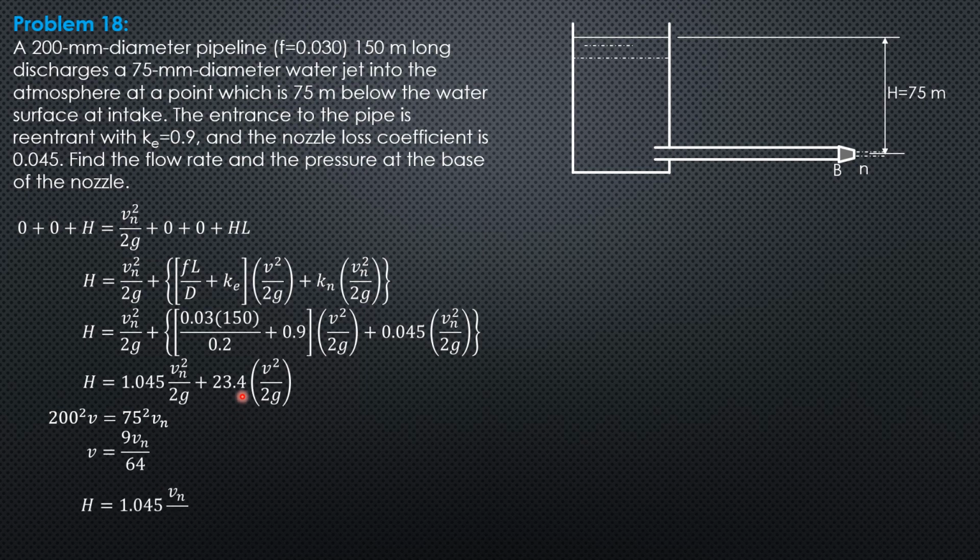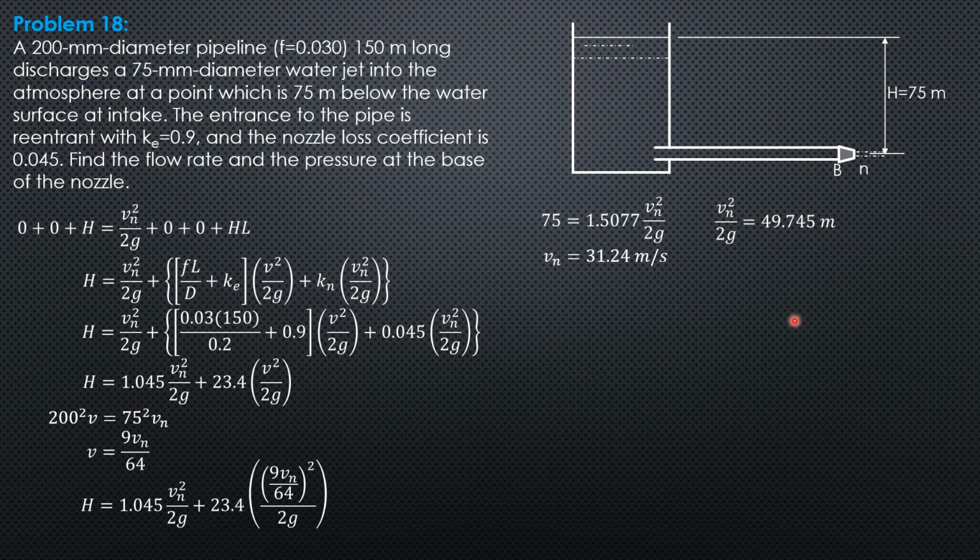Substitute here. So H is 1.045 of the velocity head of the nozzle plus 23.4 times 9 over 64 quantity square of Vn square over 2G. So expressing H in terms of the velocity head of the nozzle jet, 75 equals 1.5077 of the velocity head of the nozzle jet. So the velocity head at the jet is 49.745 meters. From here we can solve Vn, the square root of 19.62 times 49.745. So V sub n is 31.24 meters per second. We can now compute the discharge: pi over 4, 0.075 square times 31.24. So the flow rate is 0.1380 cubic meter per second.